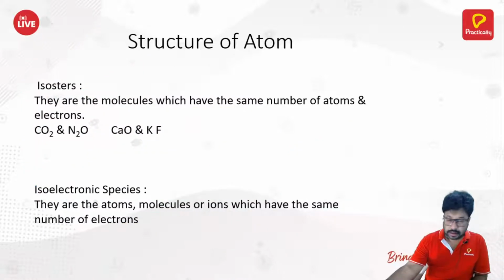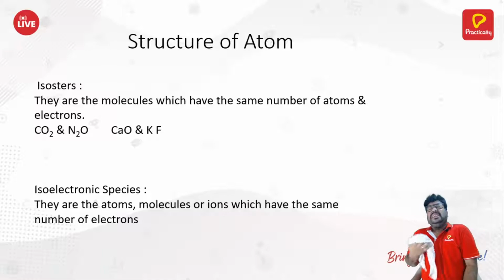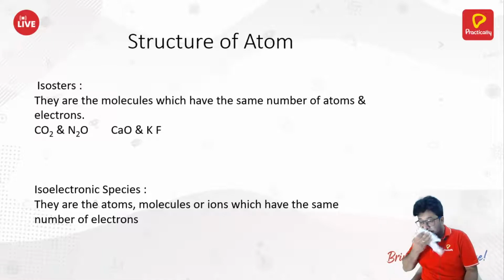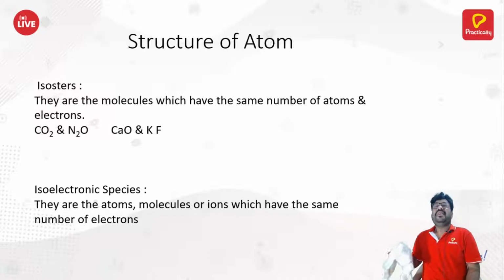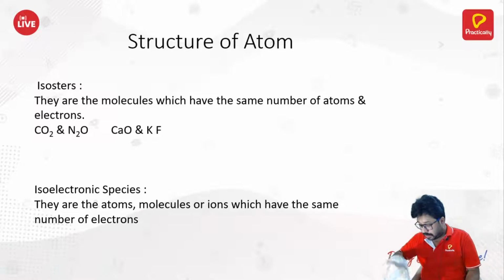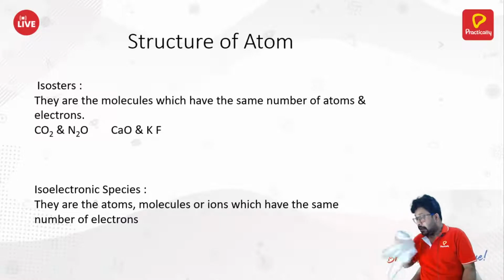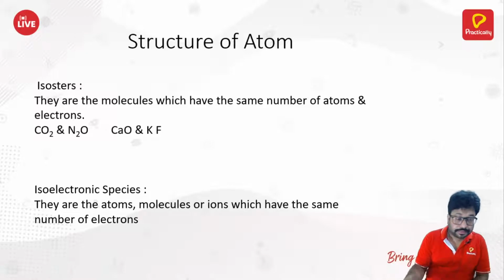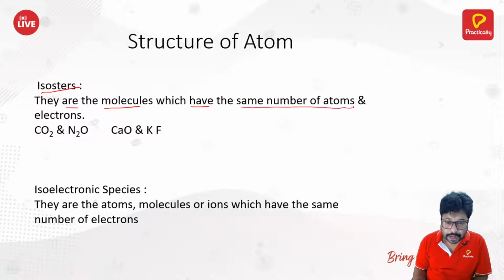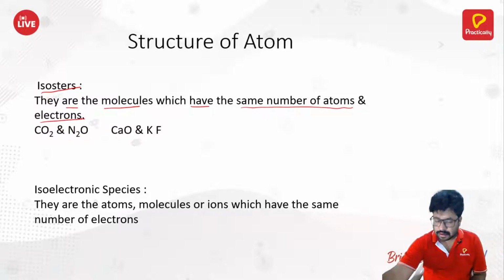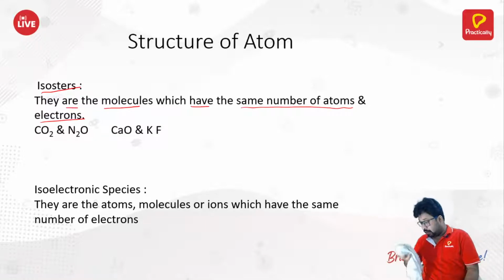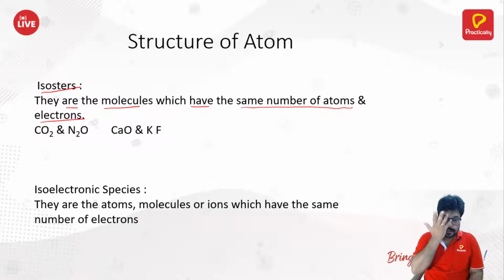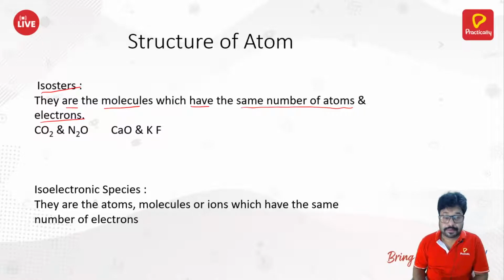So moving ahead. Isosters. What is meant by isosters? See, they are the molecules which have the same number of atoms and electrons. Oh, sorry. See, these are a completely different category now. What is meant by isosters? They are the molecules which have the same number of atoms and electrons.